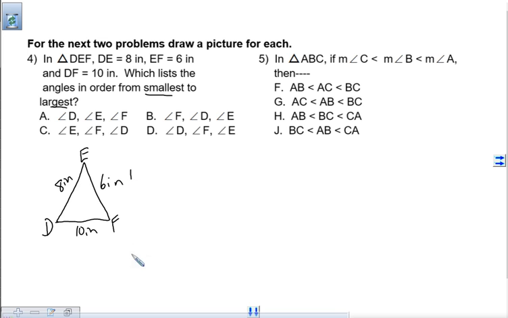EF is our smallest, which means angle D is our smallest angle. DE is our middle length side, which means angle F is our middle angle. And DF is our longest side, which means angle E is our largest angle. Which one matches? That is D.